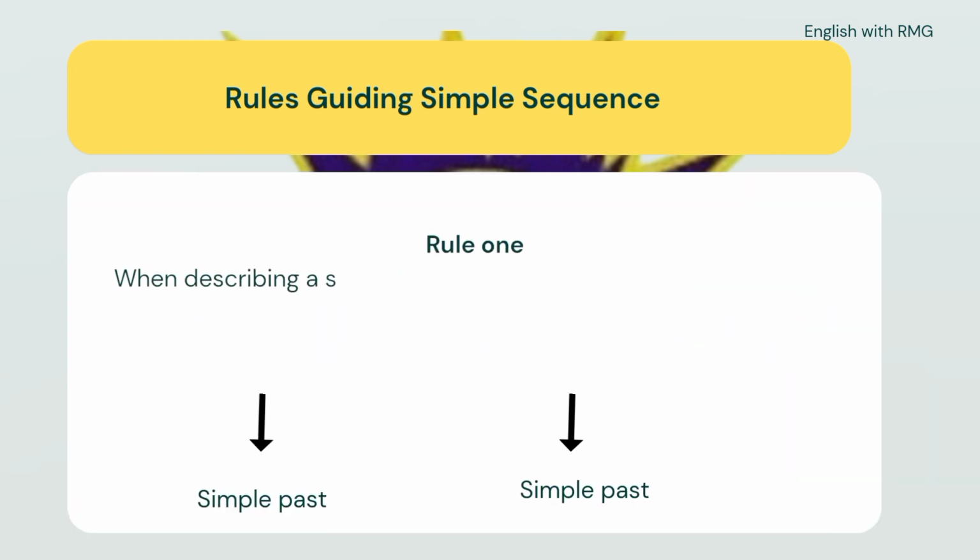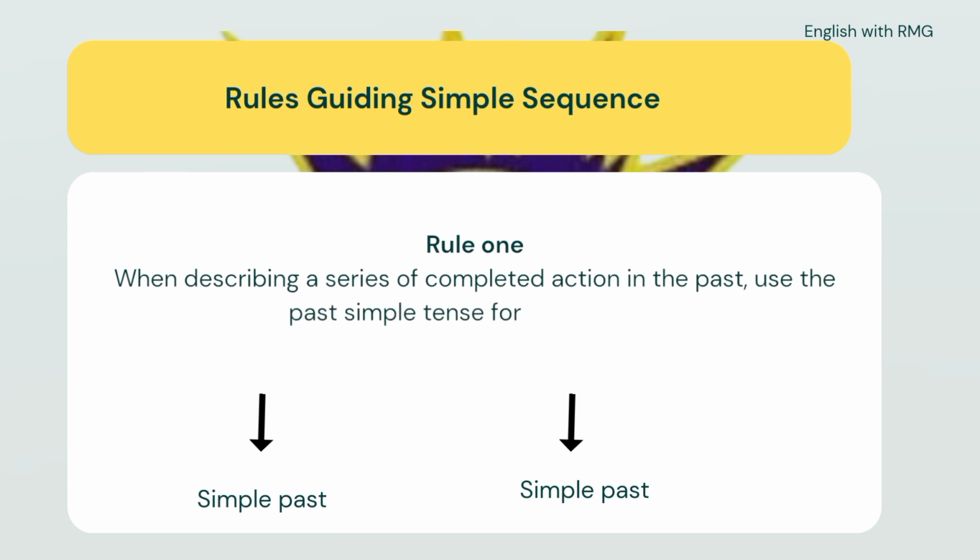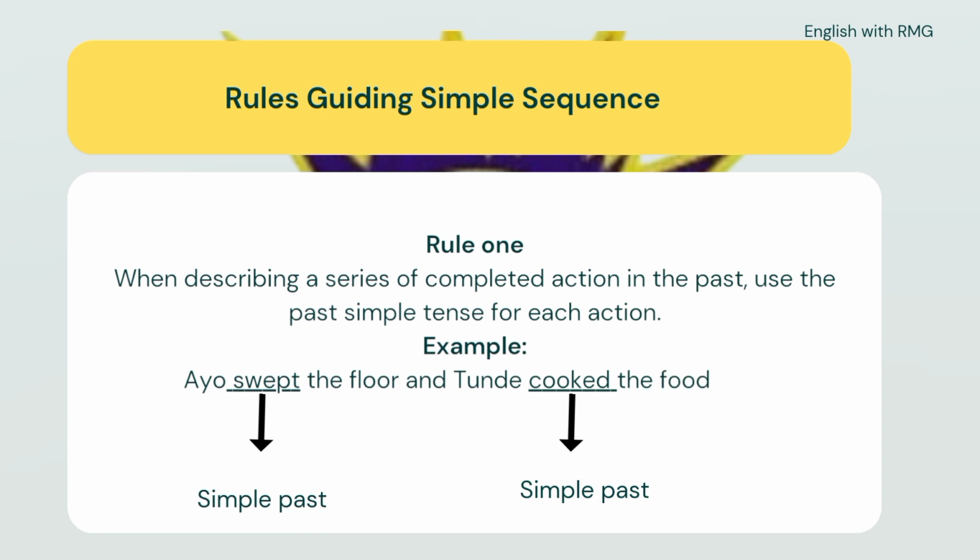So, rule 1, guidance simple sequence. The rule states that when describing a series of completed actions in the past, use the past simple tense for each action. That is, all of these actions have happened in the past and they happened at relatively the same time. So that means I need to use the simple past tense.